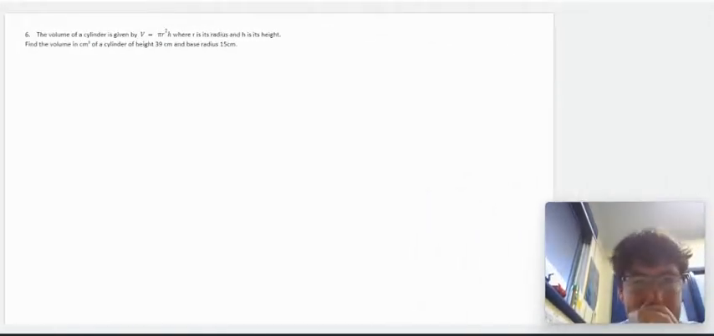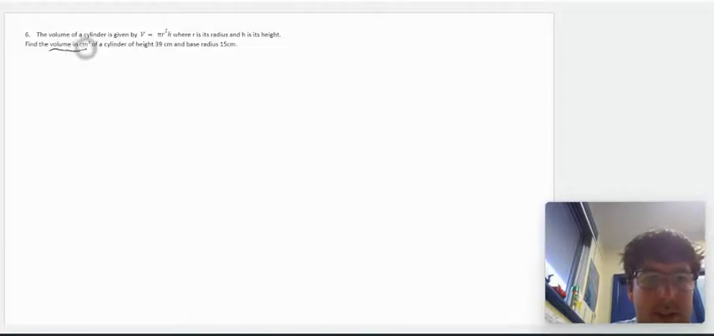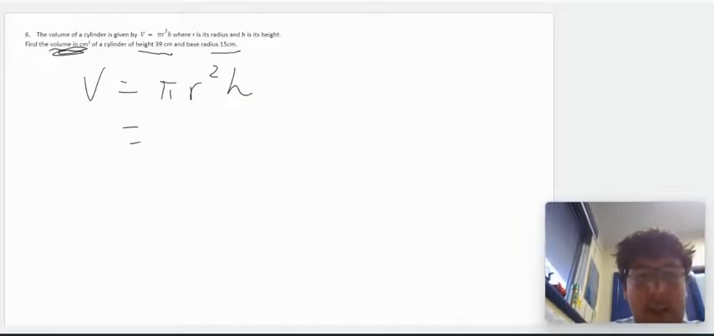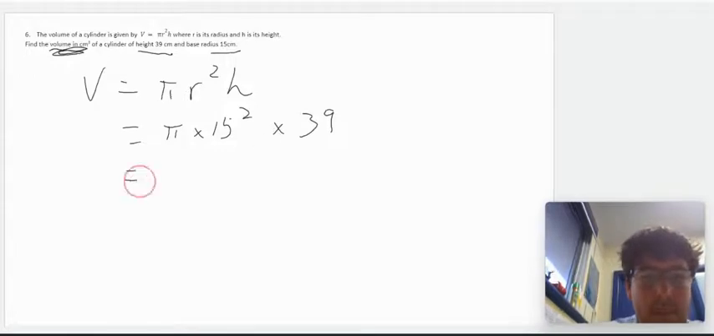All right, question six. So we've got a volume formula here, volume of a cylinder formula. Interesting. And we're being told the volume is equal to pi times radius squared times height. The question is asking us find the volume if the height is 39 centimeters and the radius is 15. All right, so all we need to do here is substitute into our equation. So we know that it's pi times radius squared times by the height, which is 39.